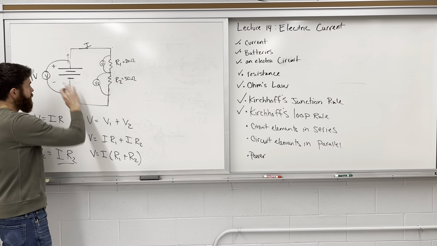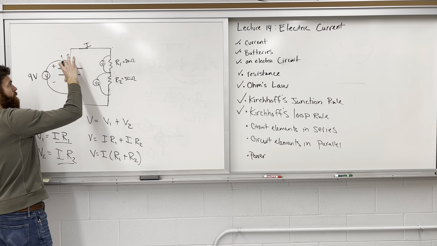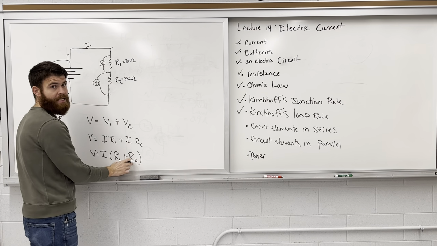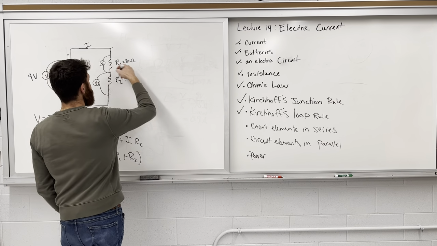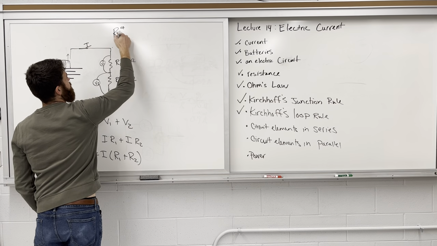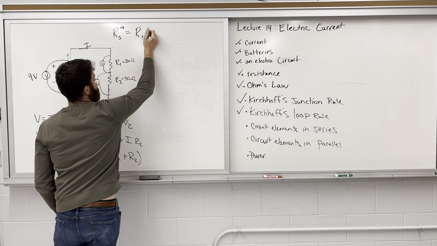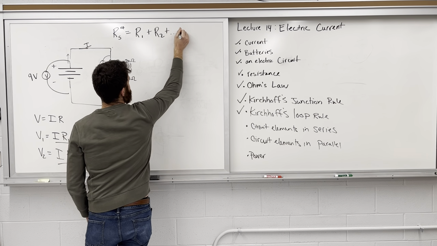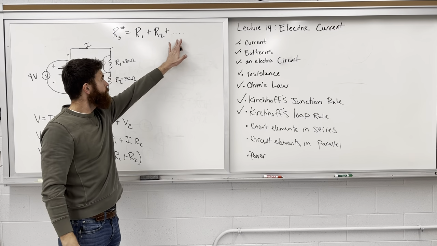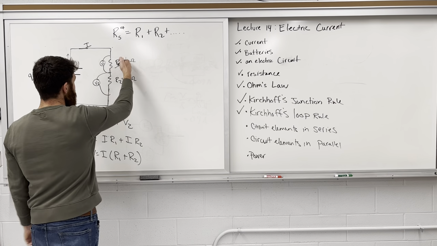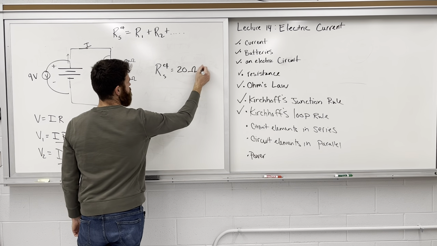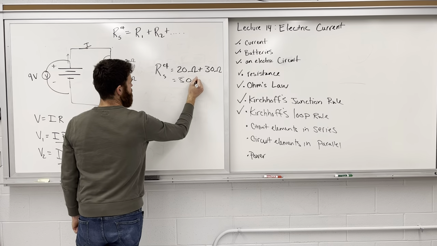And so you can see, for the entire circuit, the voltage of the battery, the voltage drop across the entire circuit, is equal to the current in the circuit times the combined resistance of R1 and R2. So this tells us that whenever we have resistors in series, the equivalent resistance is equal just to the sum of the resistances. So if we had 3, 4, 5, 6, 7 resistors in series, to find the equivalent resistance, we just add up the resistance of each resistor. And so the equivalent resistance of these resistors in series is 20 ohms plus 30 ohms, which is 50 ohms.